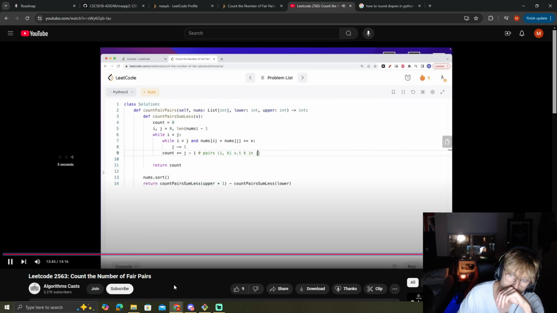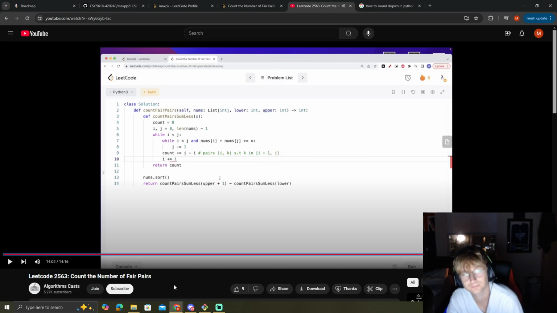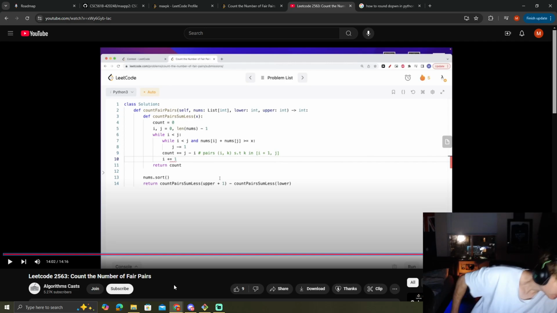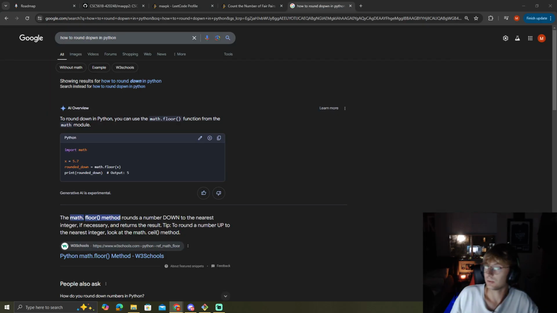We want the range i to j, and then we want to increment i plus 1. Her explanation wasn't the best. Explanation was not the best.